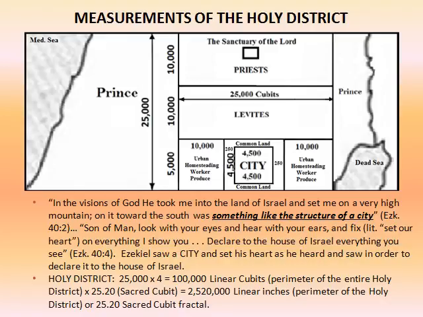And yet it was a holy district. It was 25,000 cubits by 25,000 cubits. Or, if you would, 25,000 cubits times 4 equals 100,000 linear cubits, the perimeter of the entire holy district. Times 25.20, 1 sacred cubit, would make it 2,520,000 linear inches, the perimeter of the holy district, or if you would, 25.20, the sacred cubit fractal itself, of course.